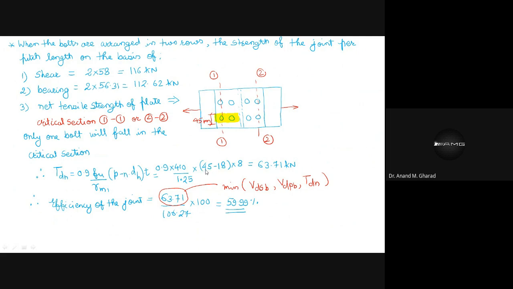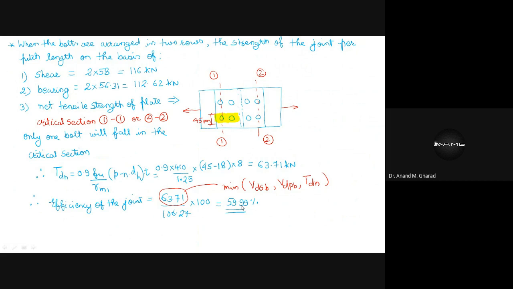Okay, and therefore this calculation will be accordingly. I hope you have got this thing. Critical section, what is the critical section, and how to identify the number of bolts in case the dimension of the plate is not given. Then the efficiency of the joint can be easily evaluated. The rupture strength of the solid plate that we have discussed earlier will be the same value. This won't change. What will change is the numerator part, which will be the minimum of VDSB, VDPB, and TDN, and over here certainly the efficiency value has increased.